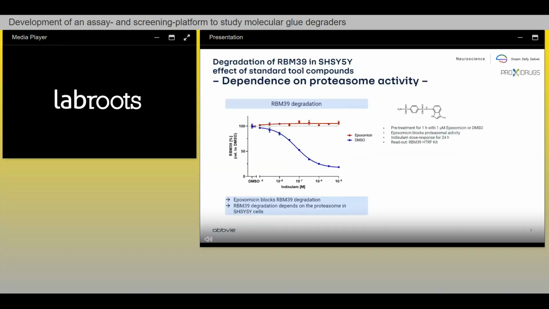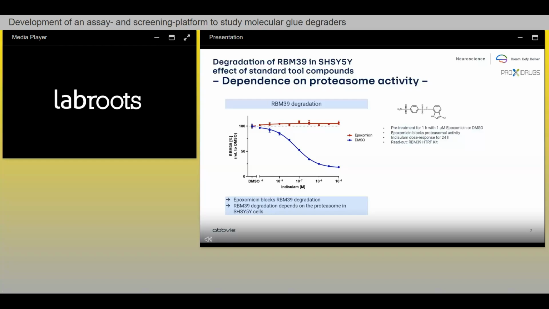Final data slide is just to show you that this degradation of RBM39 really depends on the proteasome. So what we did here is we pre-treated cells for 1 hour with 1 micromolar epoxomicin, which is a proteasome activity inhibitor.